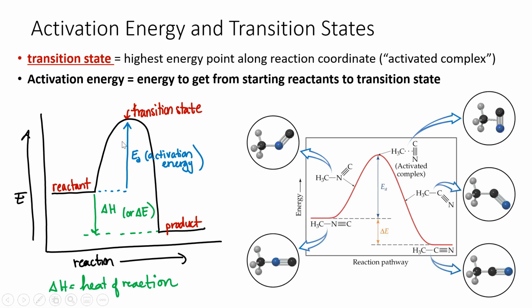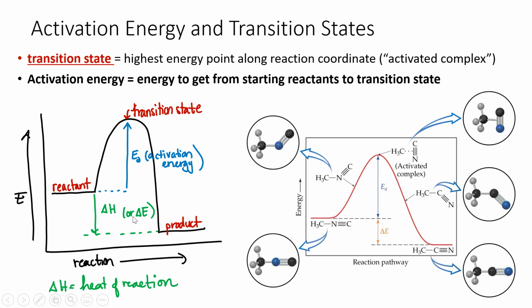The activation energy is the amount of energy it takes to go from the reactants to that high energy transition state. And then the heat of reaction is this difference here, going from the reactants to the products. We often use the symbol delta H for heat of reaction, or sometimes we use delta E.